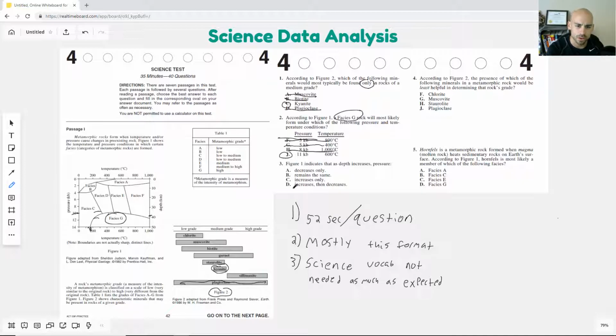Number 3, figure 1 indicates that as depth increases, pressure, well, there's two ways to think about this. If you know this off the top of your head, this is an obvious answer, but let's pretend we don't know that, right? We're seeing as depth goes down over here on figure 1 as they're pointing us to, so this is as depth is increasing. Don't let the fact that it's going downwards confuse you. Understand that these values are actually increasing as you go down.